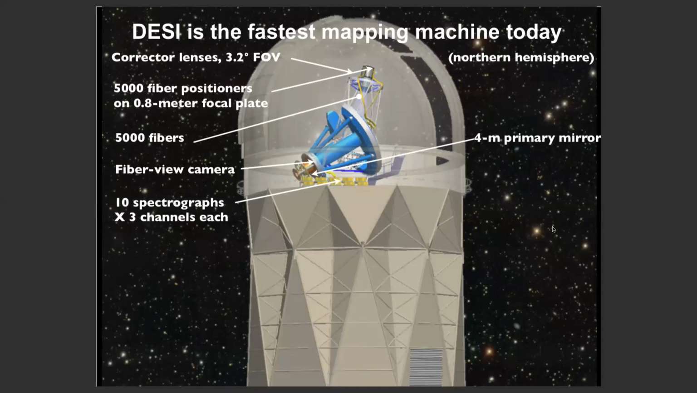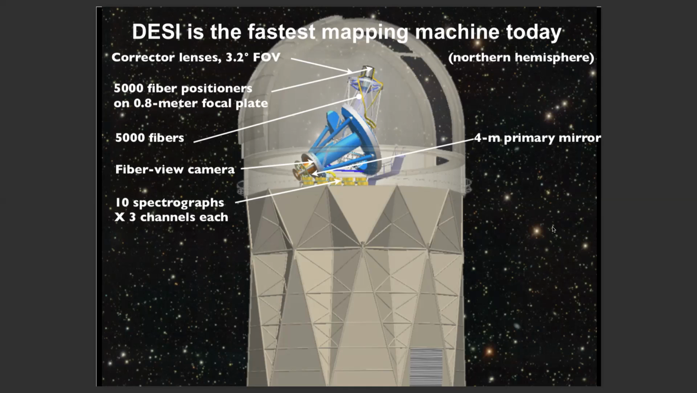Okay, so today, literally today, the fastest redshift mapping machine is this DESI spectrograph at Kitt Peak. If you haven't seen it, it's pretty cool because it has this transparent dome. Not really. It would be though.